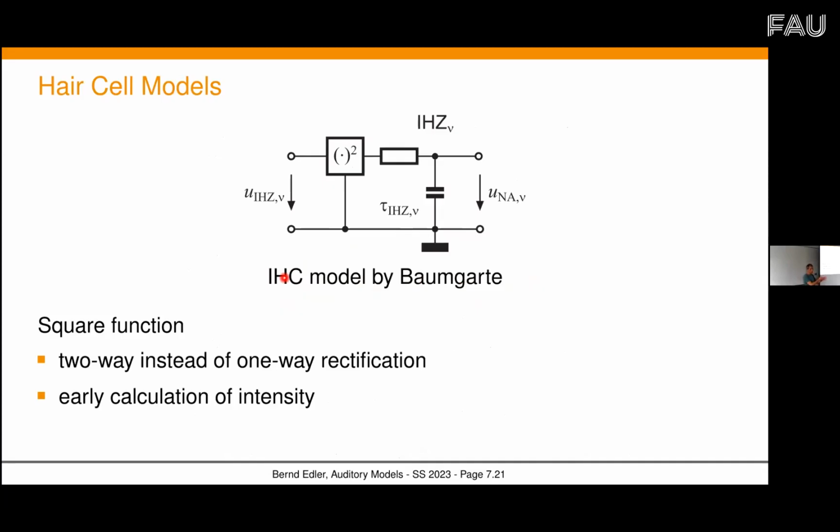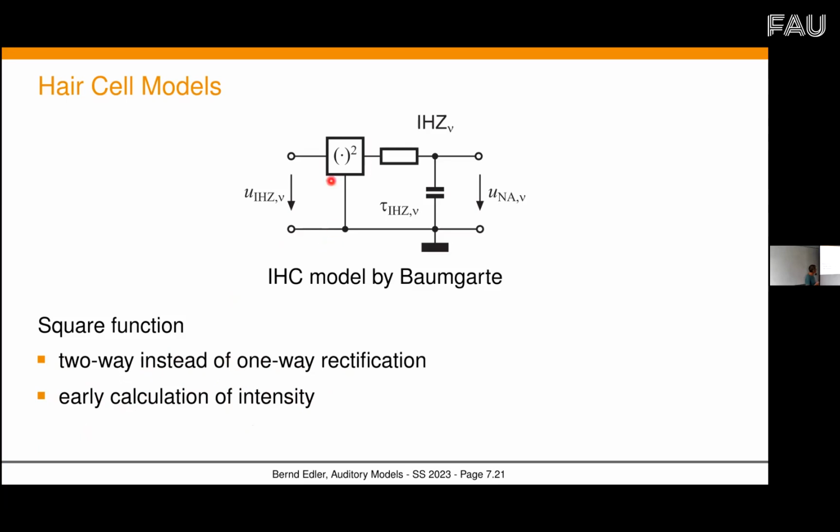The cochlea was modeled quite close to physiology. But after that, there was a relatively simple model, just rectification. In this case, he did not use one-way rectification, but he just squared the input, which is some kind of rectification. You get only positive output, but you use both halves of the period, and the calculation of the square is kind of a calculation of the intensity included already.